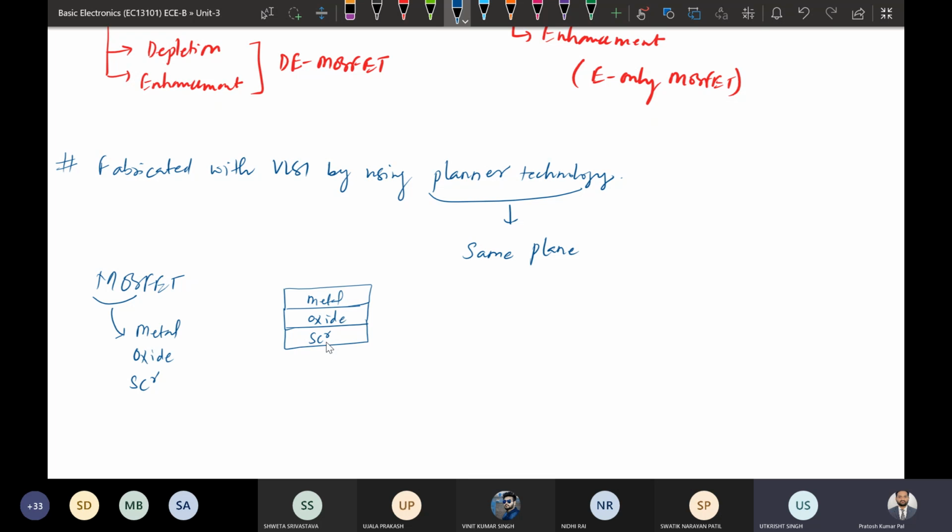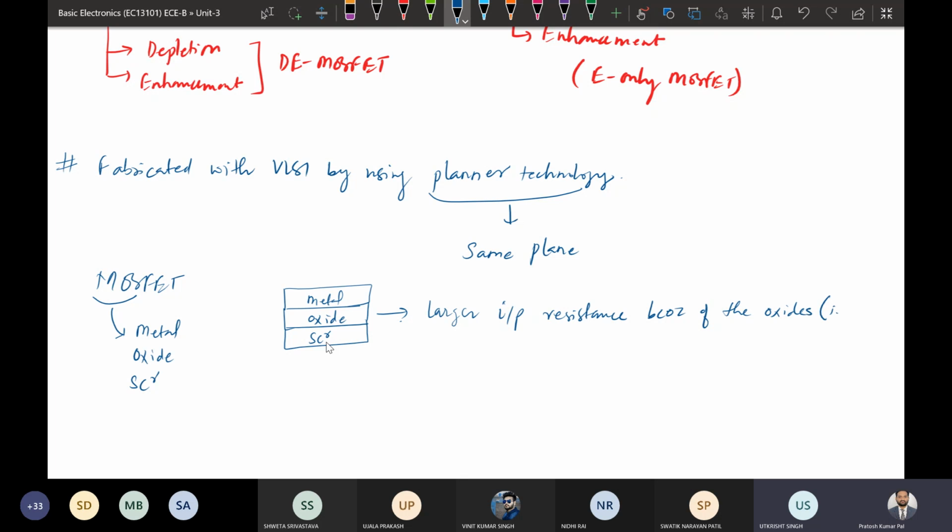Because of this oxide, the oxide thickness, or different oxides, can be used. Different oxide properties provide larger input resistance to these MOSFETs. So MOSFETs will have larger input resistance because of the oxides we have used.